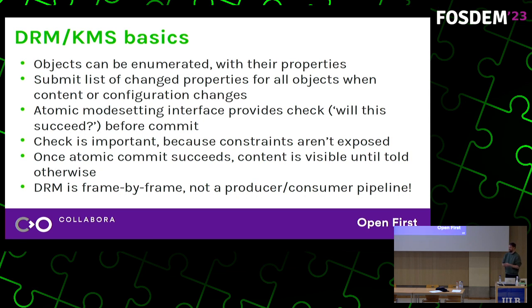So atomic is just a list of properties. So you've got all of your different objects and their different types. You know how you want to put them together. You know that I want this plane to go to this CRTC, to this connector. And so you take all of those objects, you do a massive property set, and then you do an atomic check before you commit, just to see if the configuration is going to be accepted.